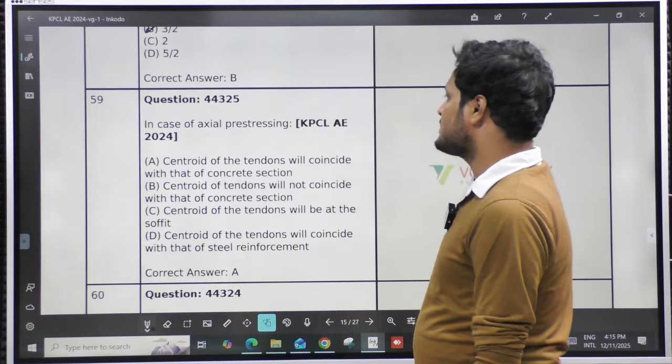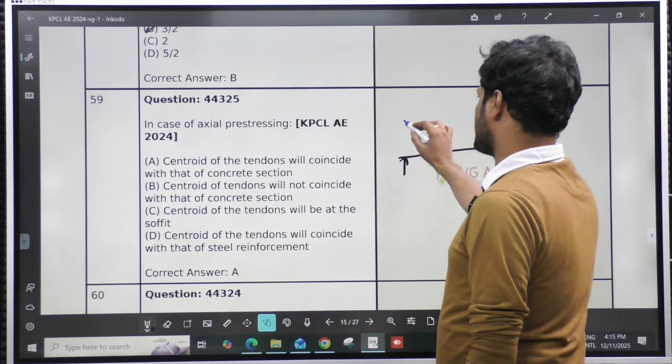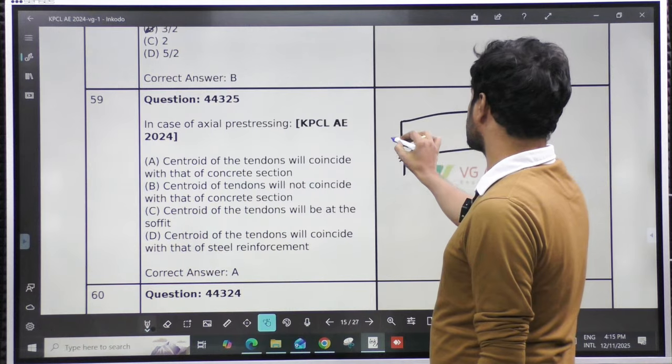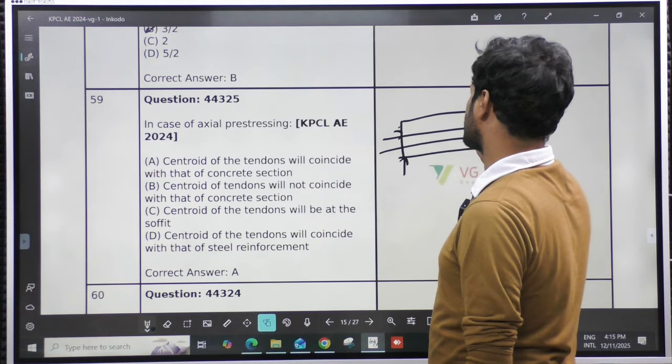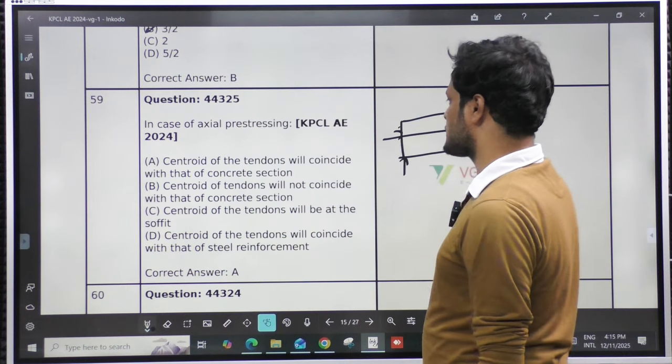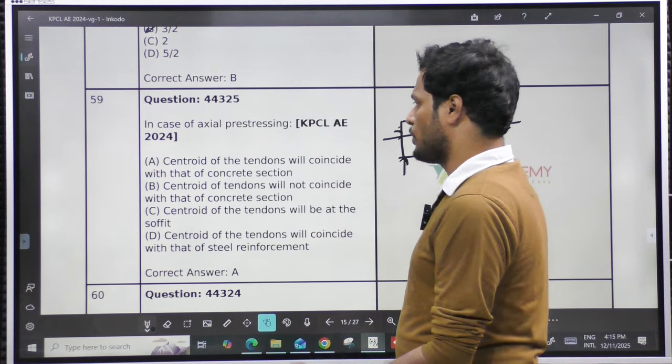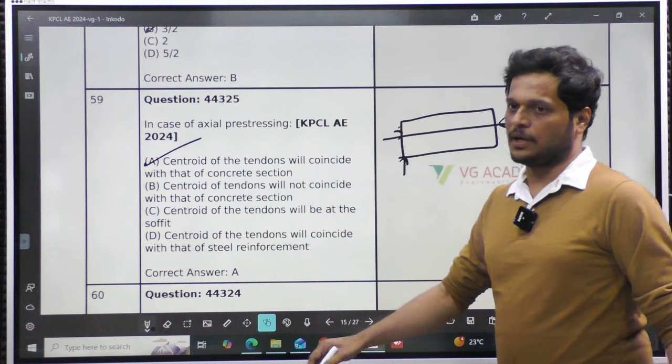In case of axial prestressing, axial prestressing means the prestress has to go through the centroid. If it is eccentric, it will have an eccentricity. So for axial prestressing, the centroid of the tendon should coincide with the concrete centroid, option A.